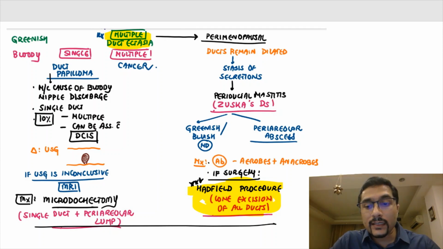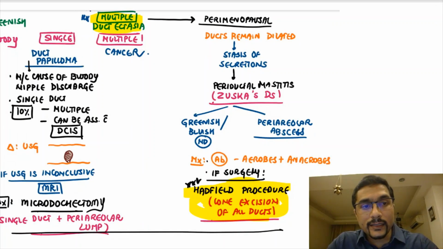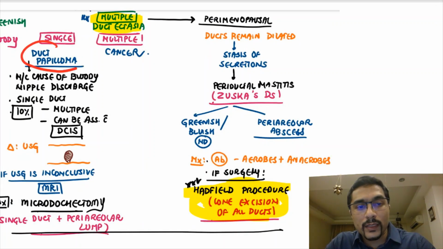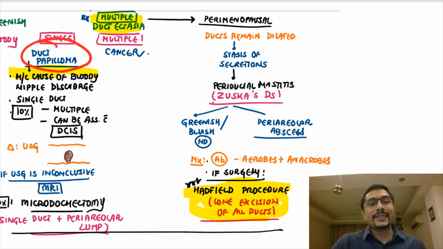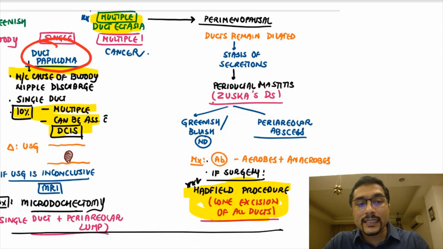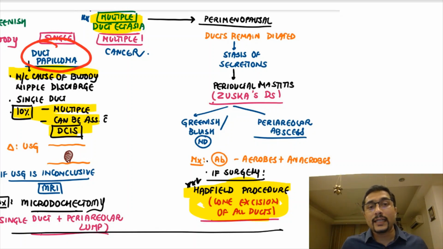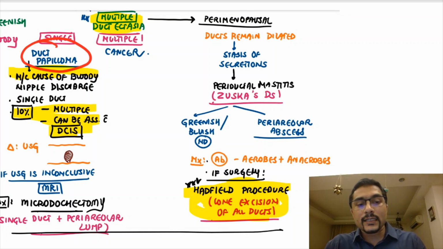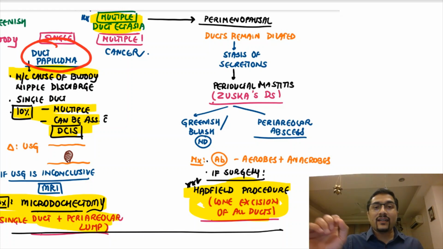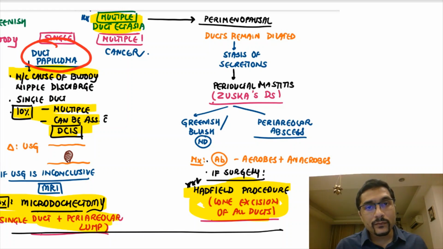But if a single duct is involved, single duct bloody nipple discharge, you will get in duct papilloma. That is the most common cause. And because 10% of duct papillomas can be associated with DCIS, you know what DCIS is? DCIS is ductal carcinoma in situ, right? Non-invasive cancer. So in this case, we will do a microdochectomy. That means removal of a single duct and the lump. Okay. So that is what we carry out.